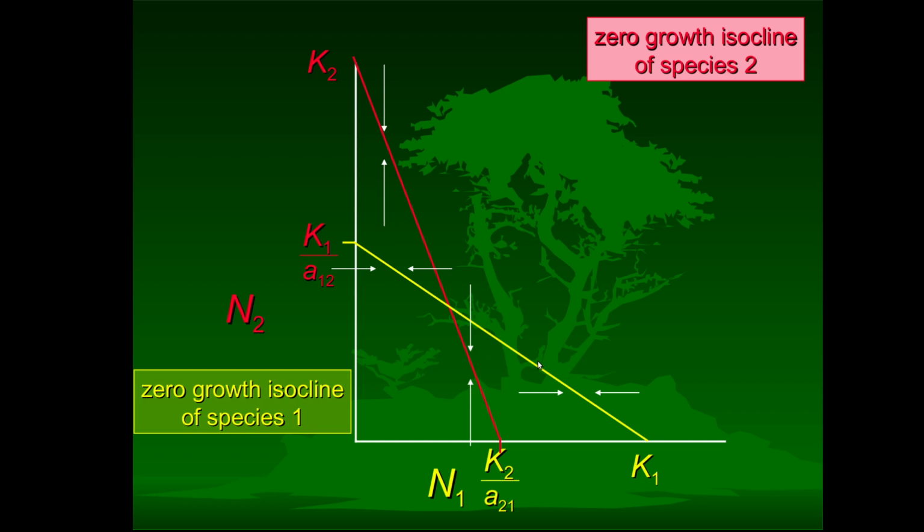So in this case, the isoclines cross, and that crossing point is an equilibrium, meaning that if you're right at this point, then neither population changes. But if you get bumped off that equilibrium point, then one or the other species will go to its carrying capacity and exclude the other species as it passes the shutout level. So if we start in this region, then species 2 will win. If we start in this region, then species 1 will win.